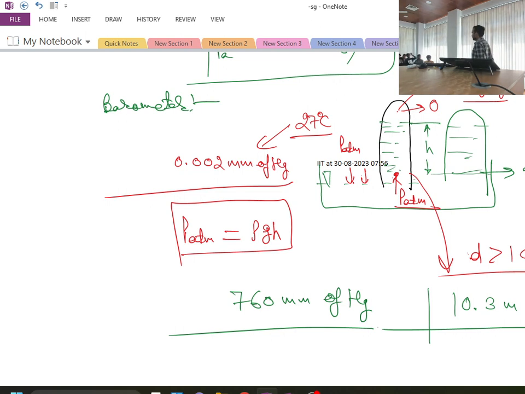Have you gone to a doctor for getting your blood pressure checked? Any one of you? Maybe not at this age. If you go to a doctor, what do they have? They open something and then they read the level. The fluid inside that tube is nothing but mercury.